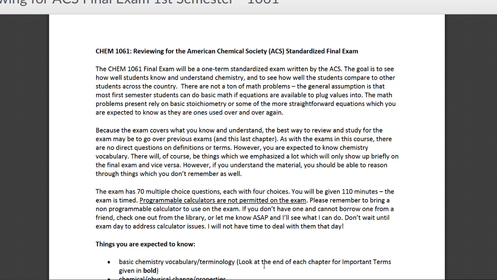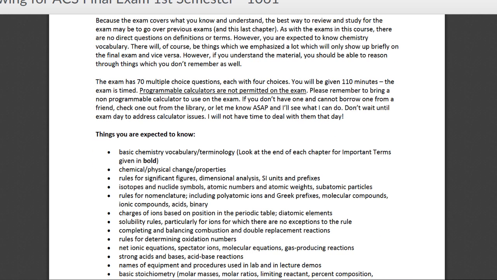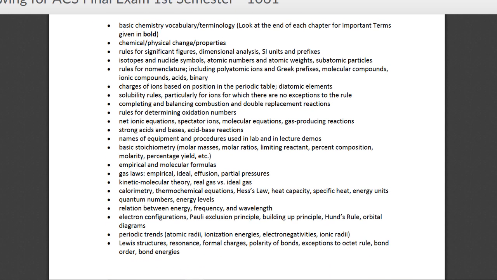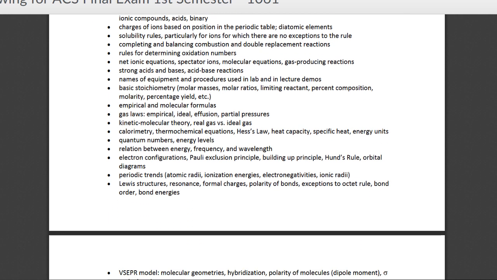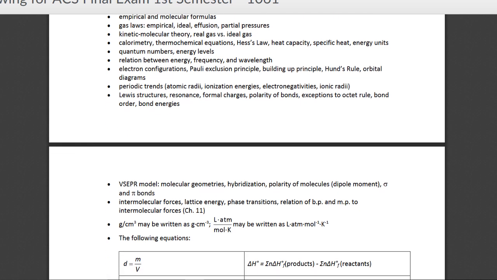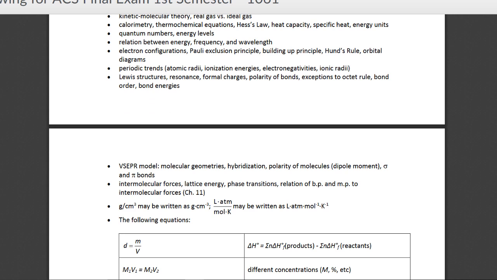So with that, then you would notice that there's certain things you are expected to know. Go through this list of things. You're going to see that this is basically a list of things that we have gone through. A couple things that are going to show up that are not a part of this course are these things right here. This is on page 2. These involve stuff from chapter 11. They include intermolecular forces, lattice energy, phase transitions, relationship of boiling point and melting point to intermolecular forces, and such.